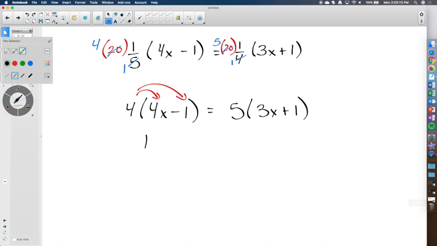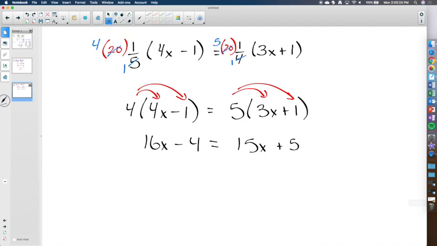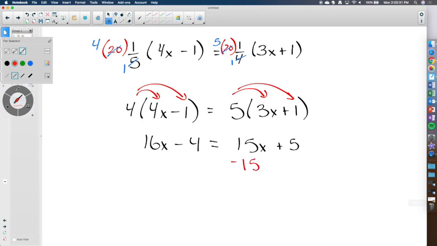So I've got 16x minus 4 is equal to, on the other side, the 5 multiplies into the set of brackets, and I have 15x plus 5. Looking at my two coefficients on x, I've got a 16x and a 15x. 15 is clearly the smaller of the two, so I'm going to subtract 15x from both sides.